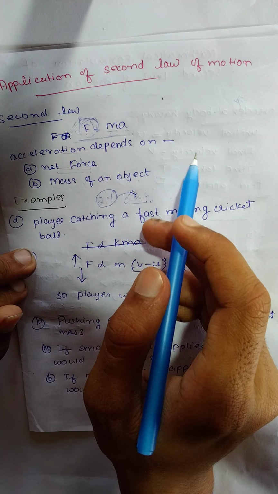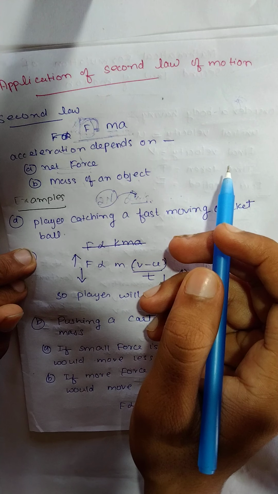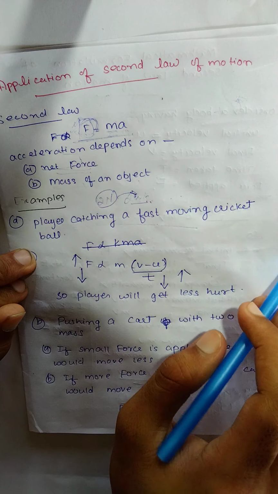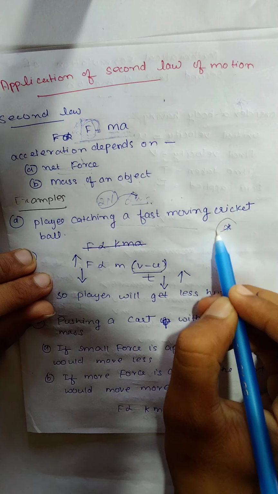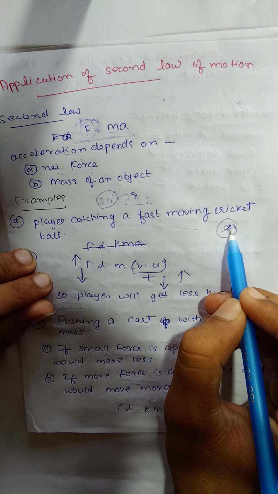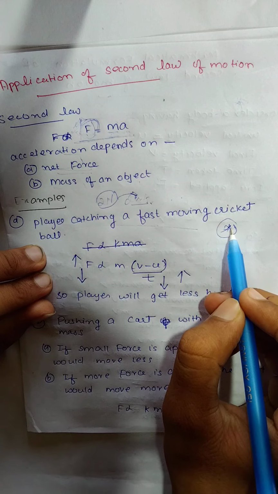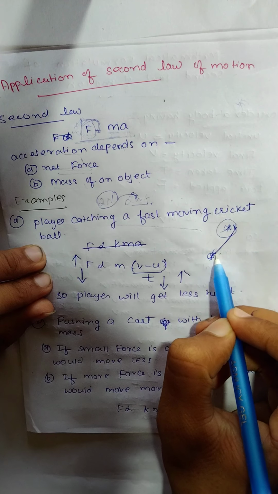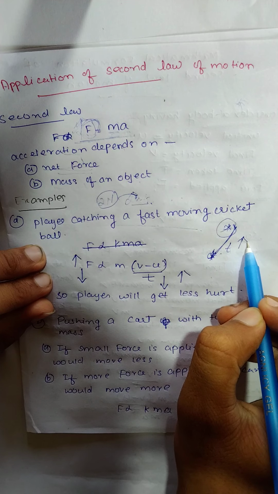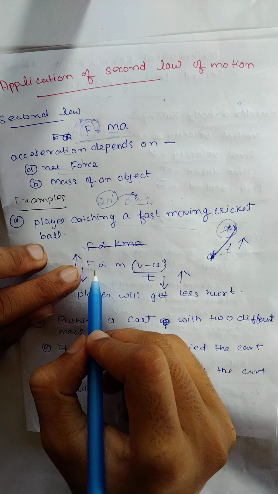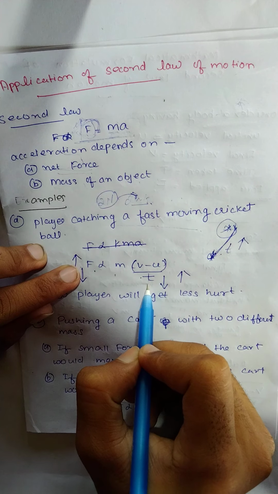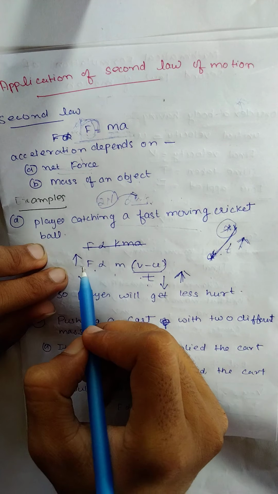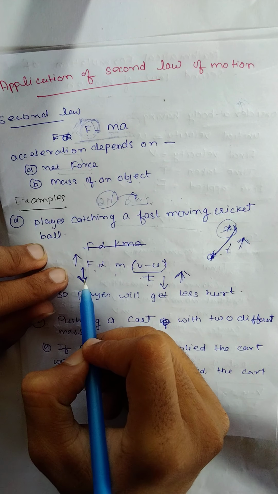Examples of Newton's second law, or applications of the second law in our day to day life, are: we have seen a player catching a fast moving ball. When a player tries to catch this ball, he brings the ball from here to this point here. In this, the time gets increased, and we know that force is inversely proportional to time. If time increases, then the force used by the player will be less.